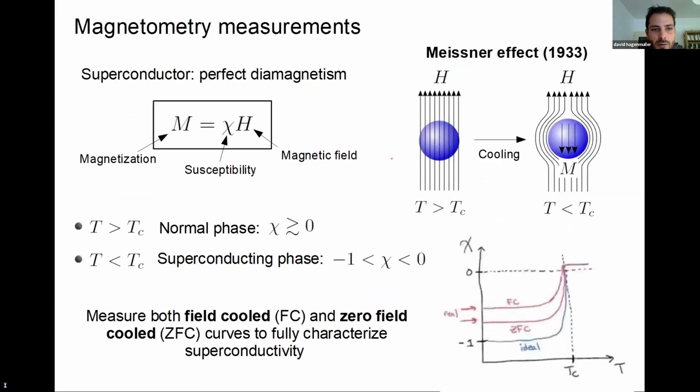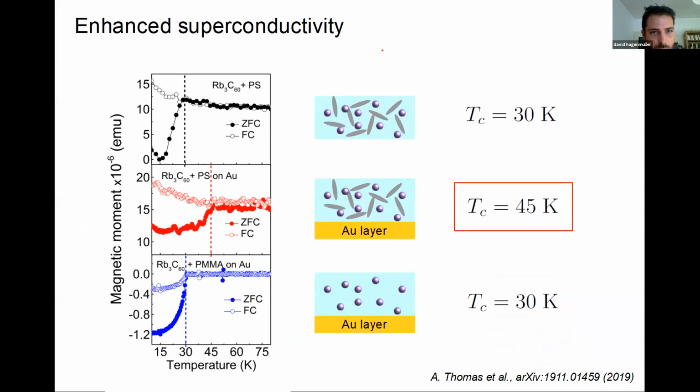Now they investigated the superconducting properties of the samples, and in particular the critical temperature, by doing magnetometry measurements. An important characteristic of superconductors is that they exhibit perfect diamagnetism, so they fully expel an applied magnetic field. This means that the magnetic susceptibility in a superconductor as a function of temperature looks like this. It drops to negative values below the critical temperature. So here are the results of these magnetometry measurements.